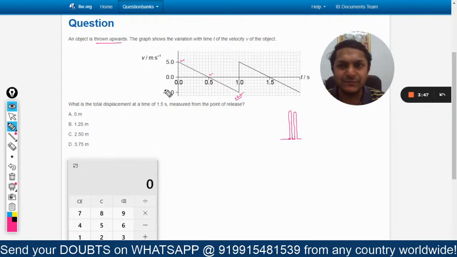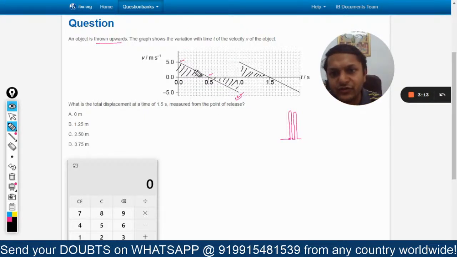Now in this case, this is a very beautiful question, I would say, because there is a very good concept involved in this. The concept is the area of a VT curve gives you the displacement, but because displacement and velocity are vectors, negative velocity will give you negative area. So to find the total displacement, we will find the total area under the curve. We need to first find this area, then this area, and then this area. Simple. And that will be the displacement.